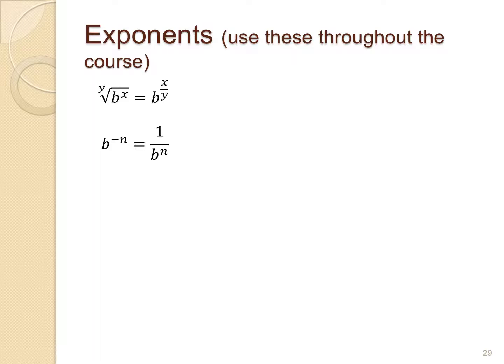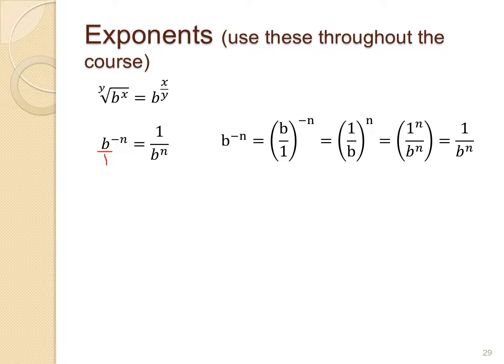Another important law of exponents is that whenever you have a negative exponent, you can think of it as taking this b and putting it over 1, and the negative means that you flip it over, so it becomes 1/b to the n. That's just something to memorize, to become familiar with. It makes your work a lot easier.